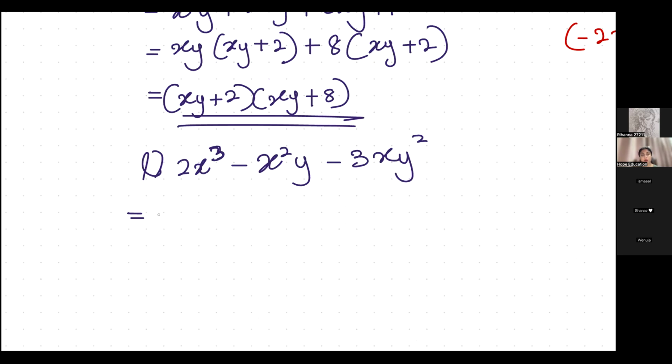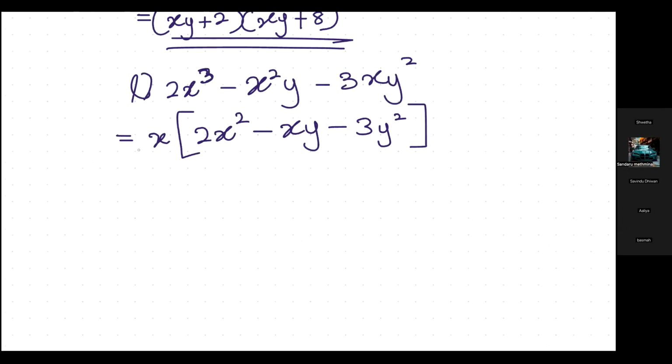So I take x out. 2x cube, taking out x, I get 2x squared. X squared y, when I take 1x out, I have xy. Minus 3xy squared, taking out x, we get minus 3y squared. Let x be outside. We are going to use 2x squared minus xy minus 3y squared for our factorizing.